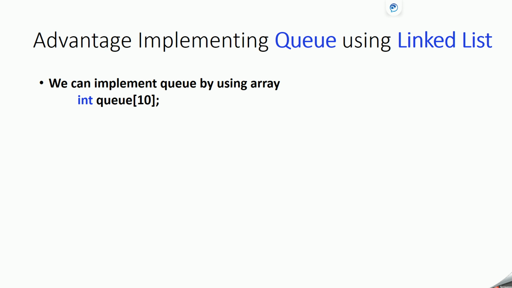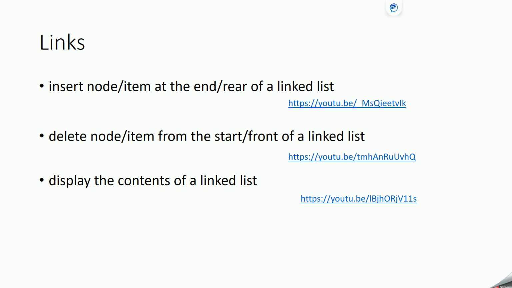If we implement a queue using a linked list, we don't have to worry about the size of the queue, because we can add as many elements as we want. So this is one advantage of using a linked list for implementing a queue. This is the link of a video where you can learn how to implement a queue using an array.